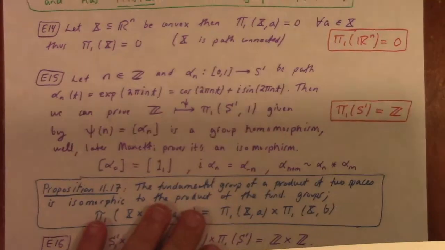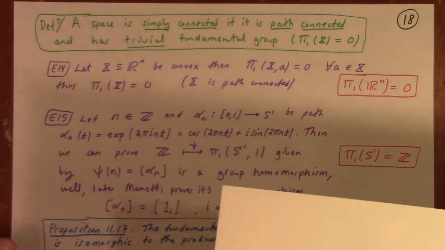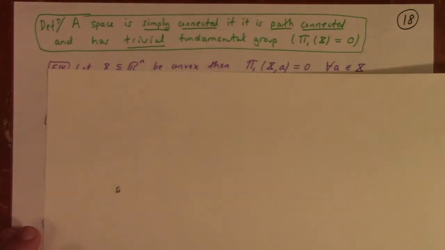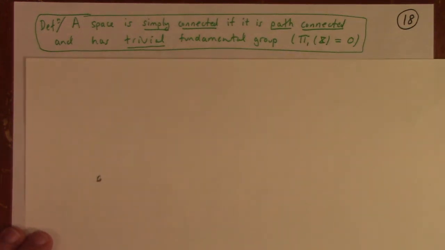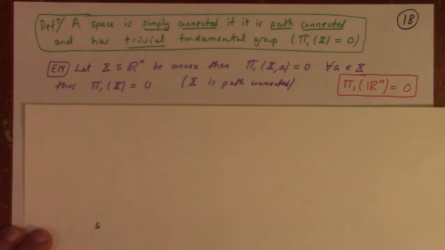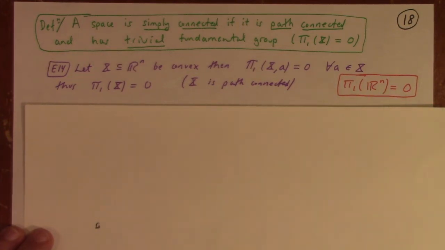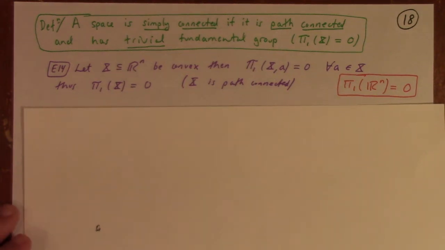I wanted to make sure this lecture gives you enough information to do your final, and I think it will. So a space is simply connected if it is path connected and has trivial fundamental group. Aha, so that's what simply connected means. For example, a convex subset of Rn is simply connected because it's path connected and it has trivial fundamental group. So I think that pretty much solves your final problem, because I'm pretty sure that you can prove that the half space is convex, right?